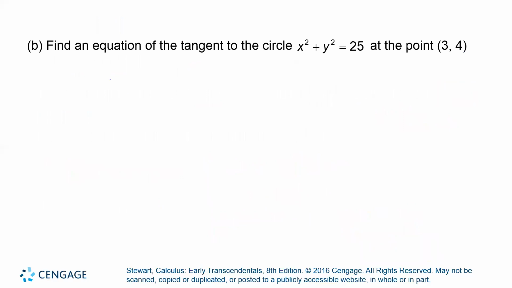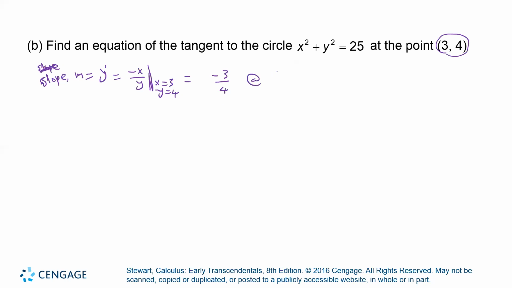So finding the equation, now we know that y prime, which is the slope of the tangent, m, is equal to y prime, which is minus x over y. Then we want to evaluate this at x equal to 3 and y equal to 4, because of the point. So that is equal to negative 3 over 4.